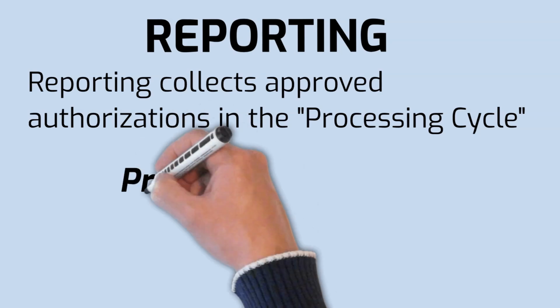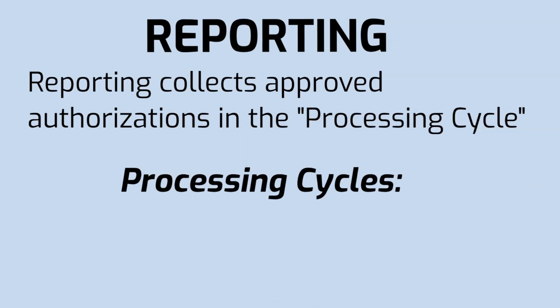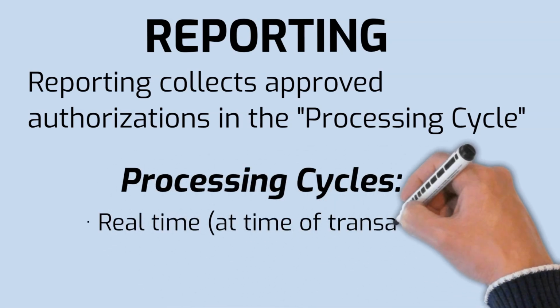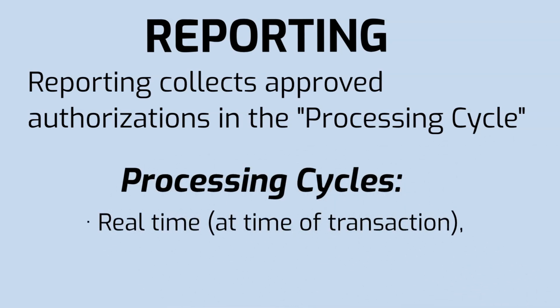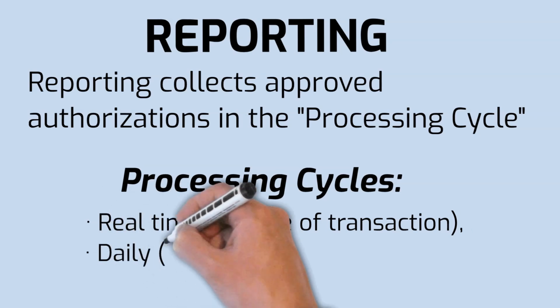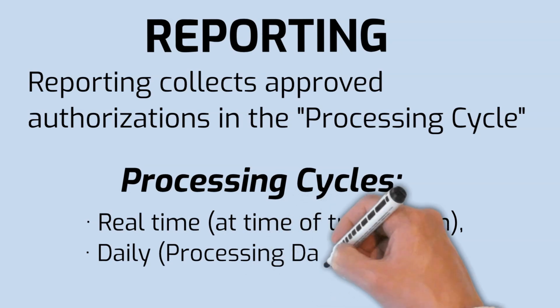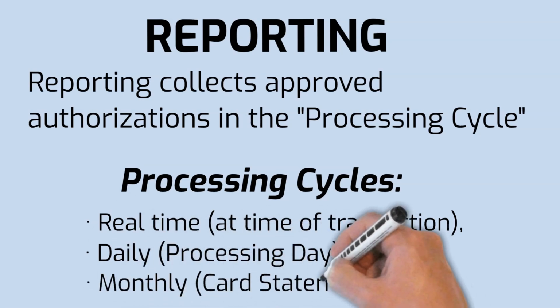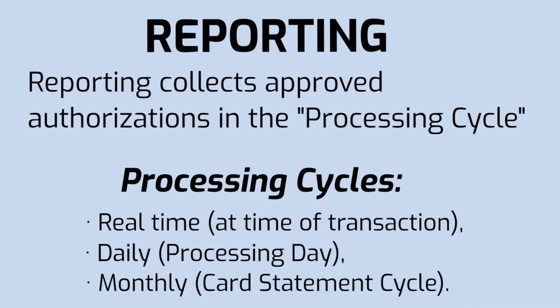The cadence of this cycle can vary. For debit account cardholders, the processing cycle is real time. The funds are removed from their account as soon as the transaction request is approved. For issuers, payment networks, acquirers, merchants, the processing cycle is typically daily. A net settlement position is created for each processing day. For credit card holders, the processing cycle is monthly. They receive their credit card statement each month.